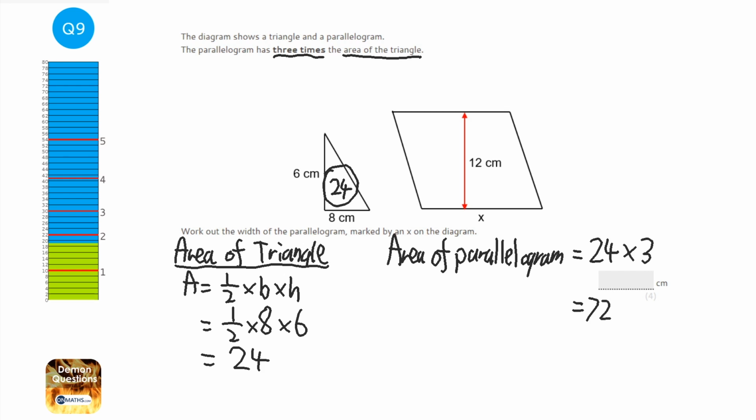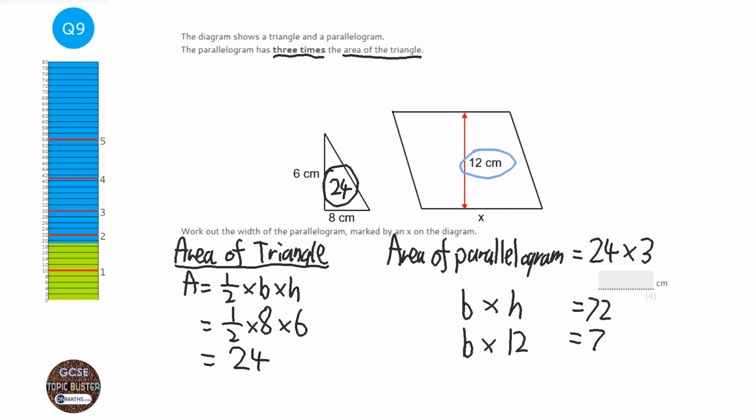Now, I know that the height of it is 12, and I know to work out the area of a parallelogram, it is just base times height. And I know that the height is 12, and I know the area is 72. So I just need to solve this. Quite an easy one to solve, because I'm just going to divide by 12. So the base is going to be 72 divided by 12, which is 6. So it's going to be 6 centimeters.